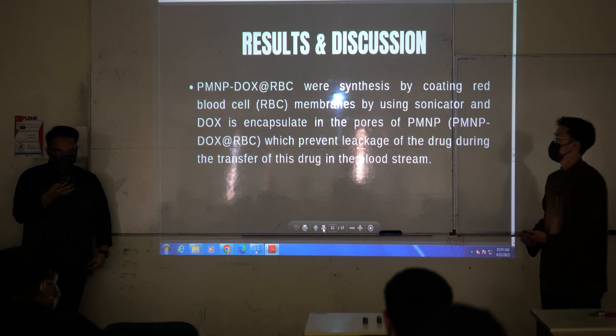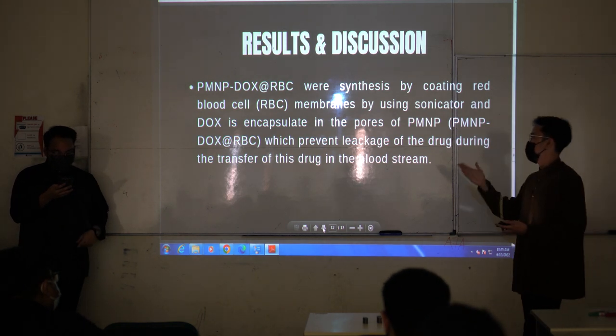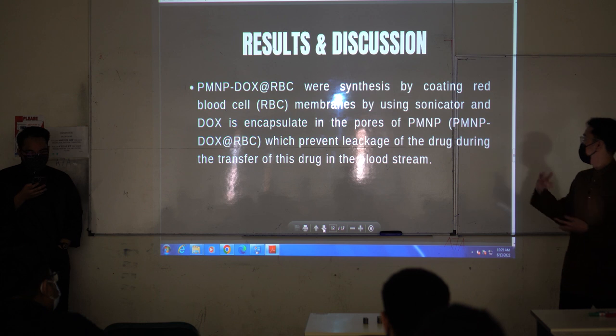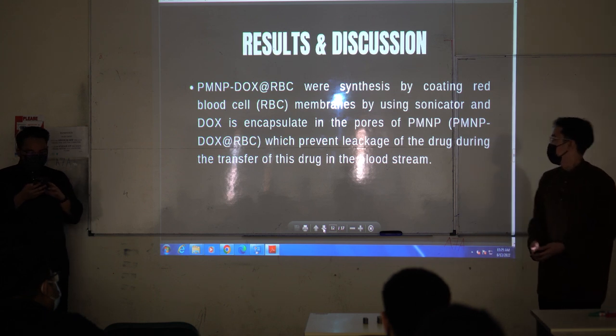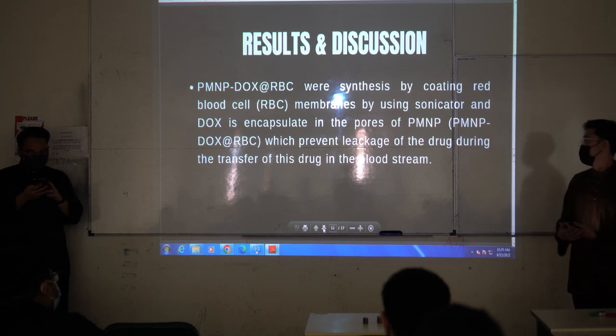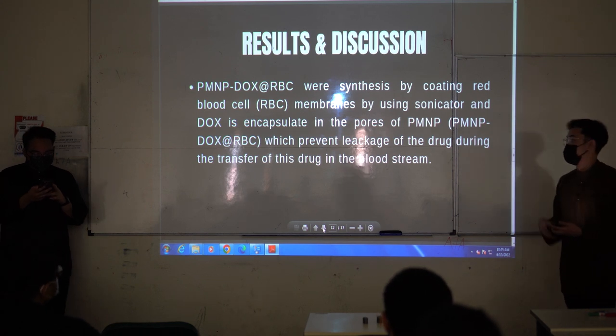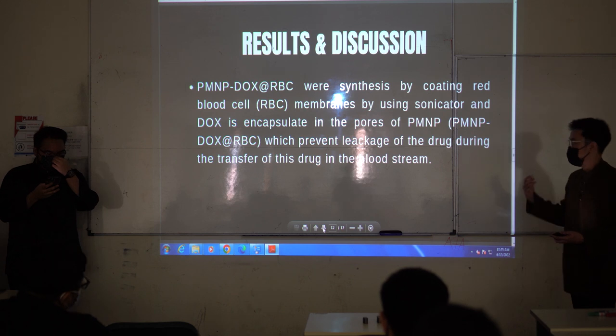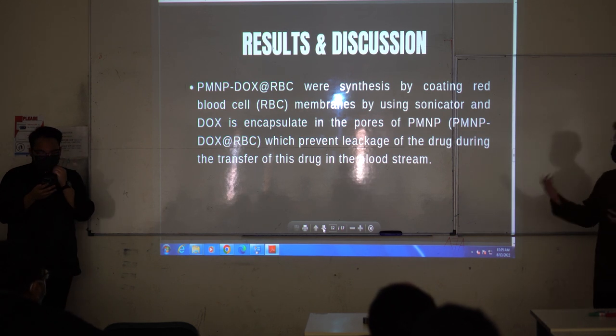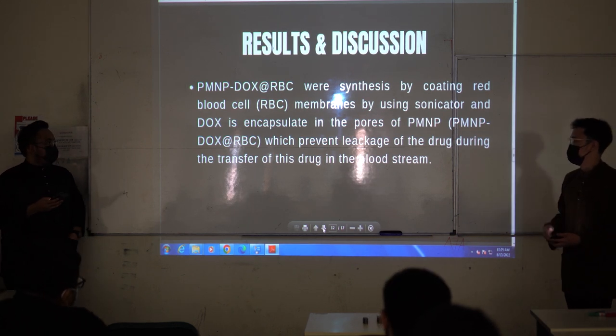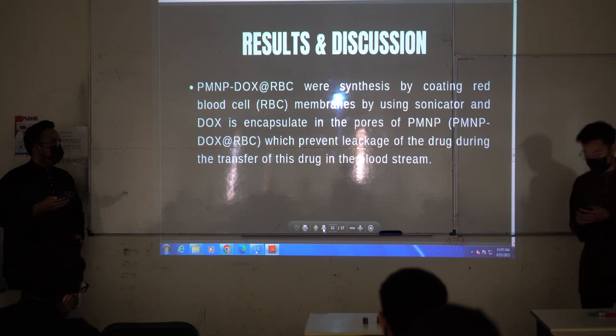This MOF was synthesized by coating a red blood cell membrane using a sonicator, and the DOX drug is encapsulated in the pores of PNNP, which is used to prevent leakage of the drug during its transfer in the bloodstream.